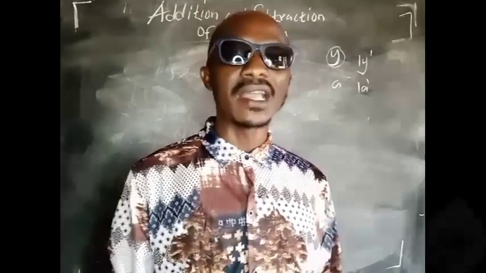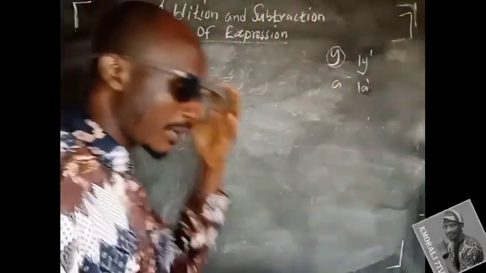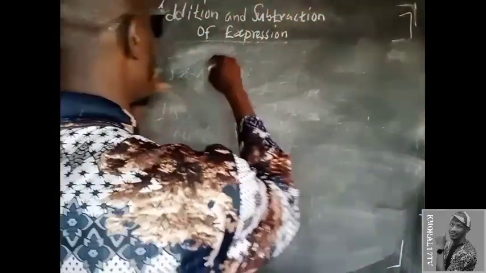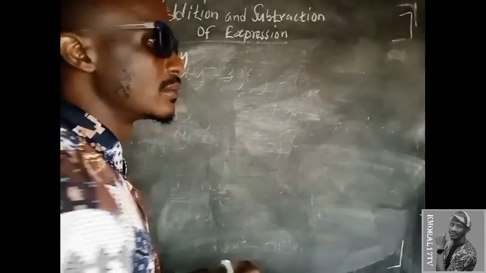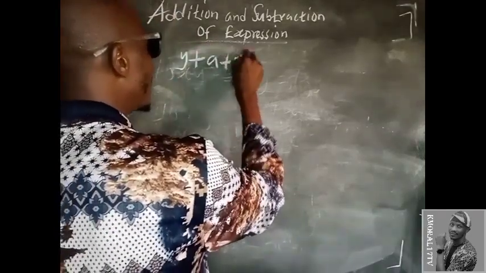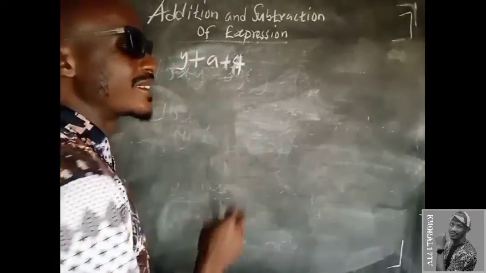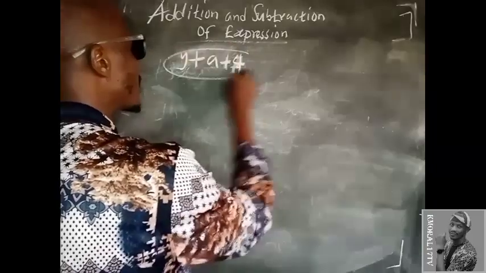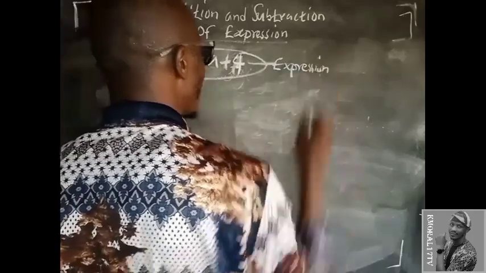But today we want to talk about term and expression. What do I mean by expression? Before you talk about expression, you have to talk about term. Any number standing alone is a term. 2 standing alone is a term. If I say y plus a plus 4, that is 3 terms, and these 3 terms make what we call an expression.